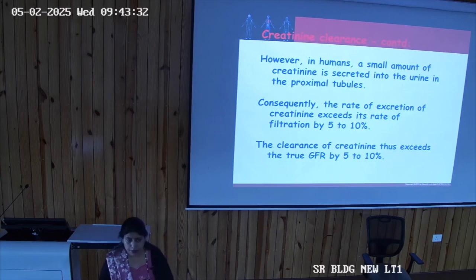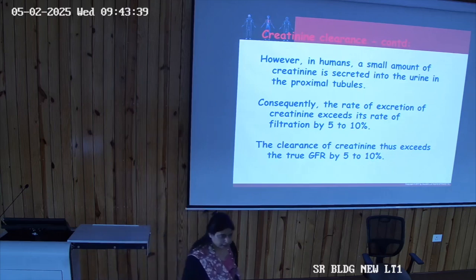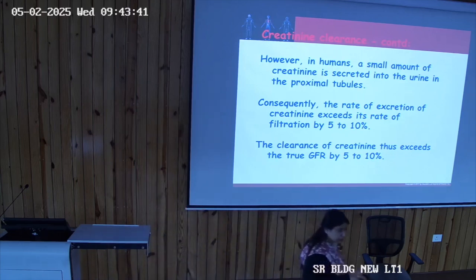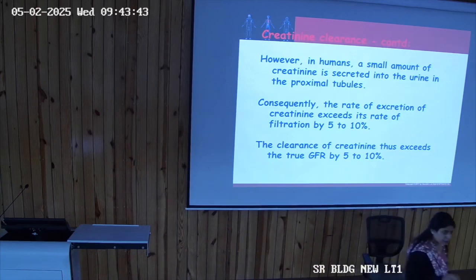So plasma proteins resist filtration, so they are opposing the filtration, whereas the blood pressure or the hydrostatic pressure of the capillaries is 60 millimeters of mercury and will favor filtration. So the hydrostatic pressure of the glomerular capillaries is responsible for filtration, whereas the plasma protein pressure is resisting or opposing the filtration.